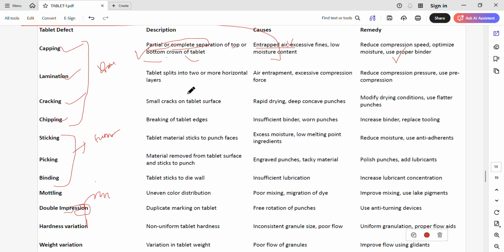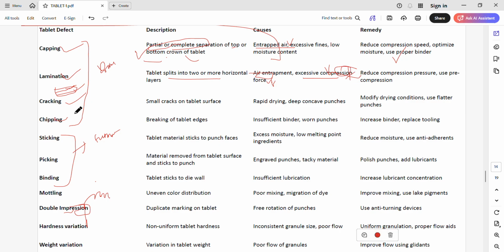After that, lamination. The tablet splits into 2 to 3 horizontal layers. It is also due to air entrapment and excessive force. When the tablet is compressed with excessive force, it splits into 2 to 3 layers. What remedy do we use to minimize this defect? We can reduce the compression pressure.